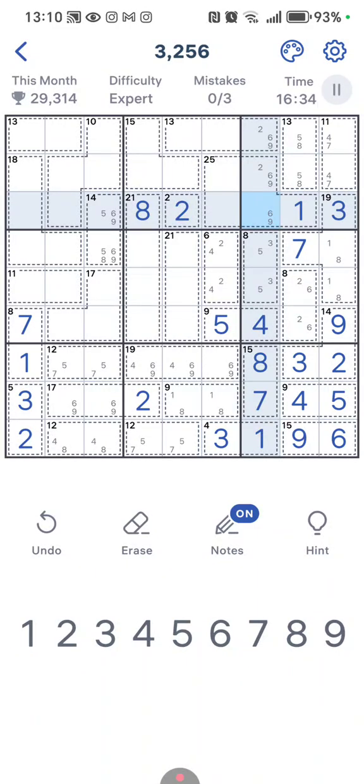I've got another triple remainder here. I'm going to have a look to see if there's any progress to be made there.